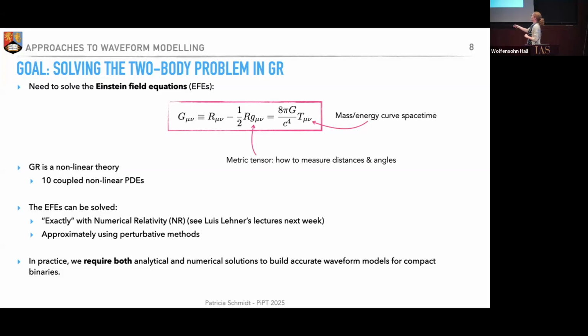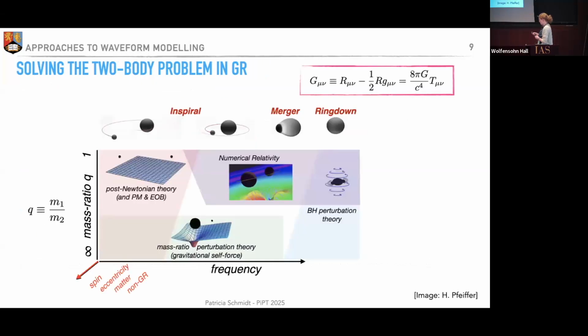And then, of course, there's the approximate way of solving such a complicated system of equations through different perturbative methods. And I'll tell you about those in a minute. In practice, as you have taken from the previous slide, we need everything, right? We combine all of these methods together to get the full waveform models. Now, where do you use what? That's the question, right? And barely anybody does everything simultaneously, but you can split the problem up in this way.